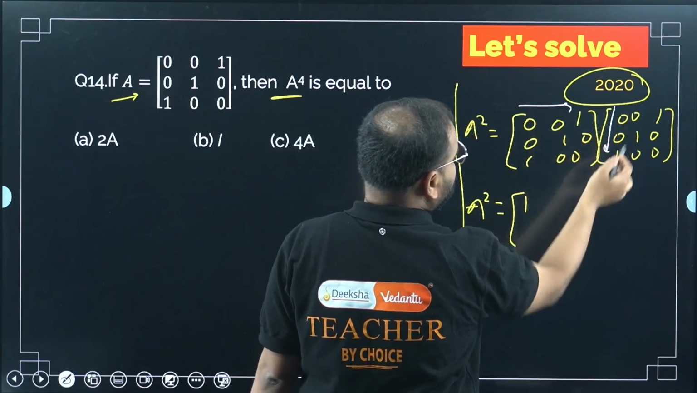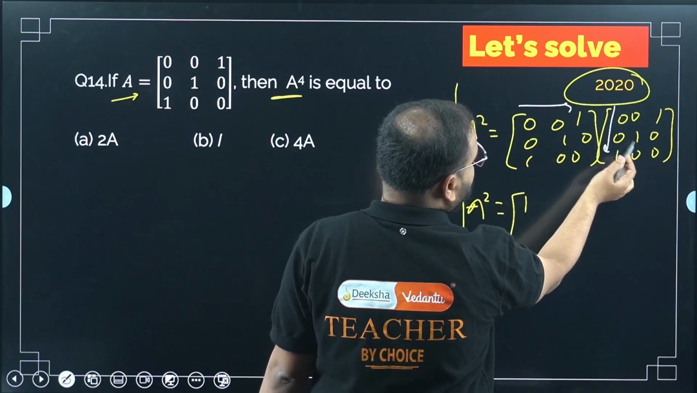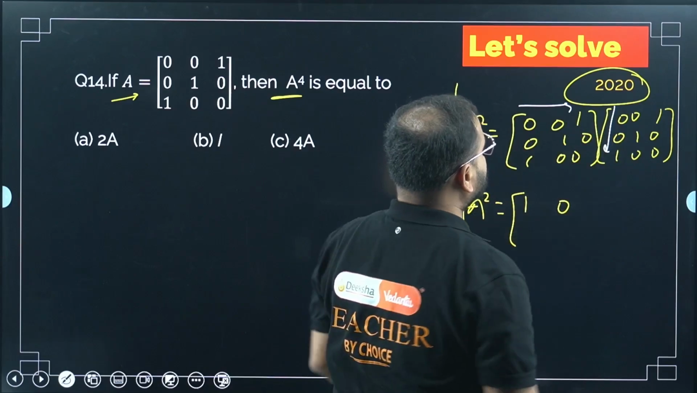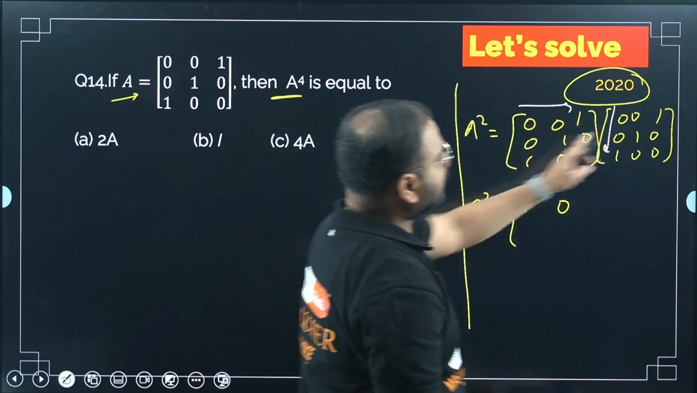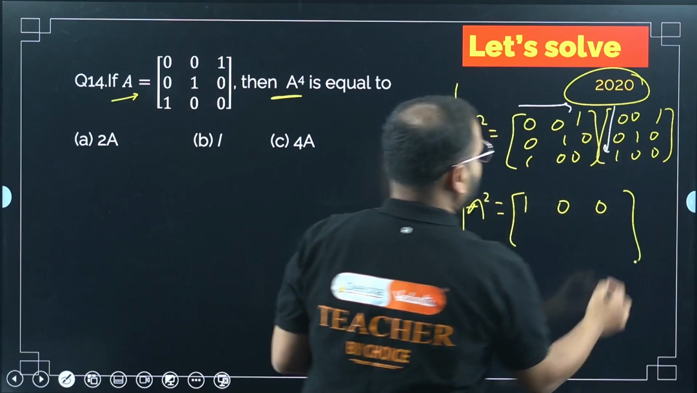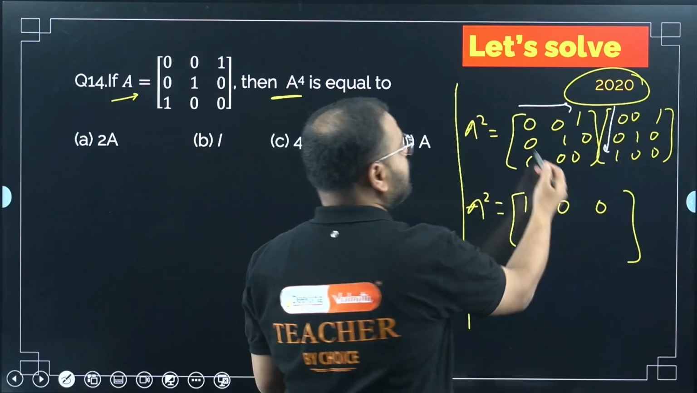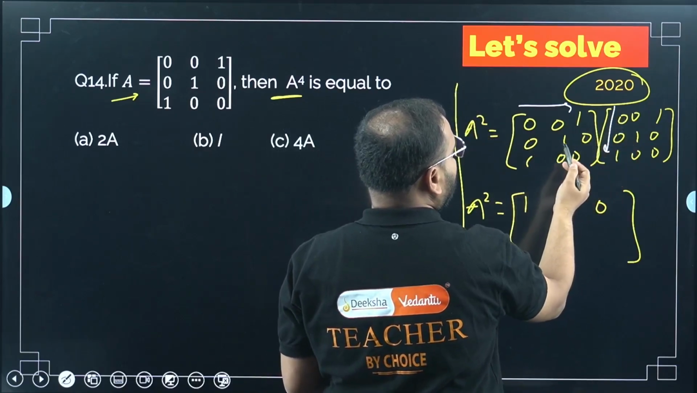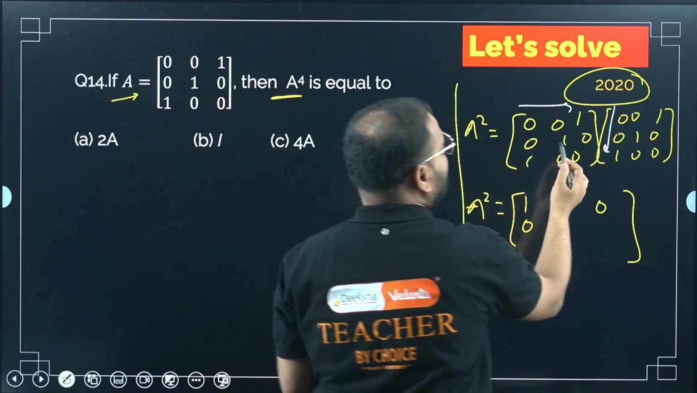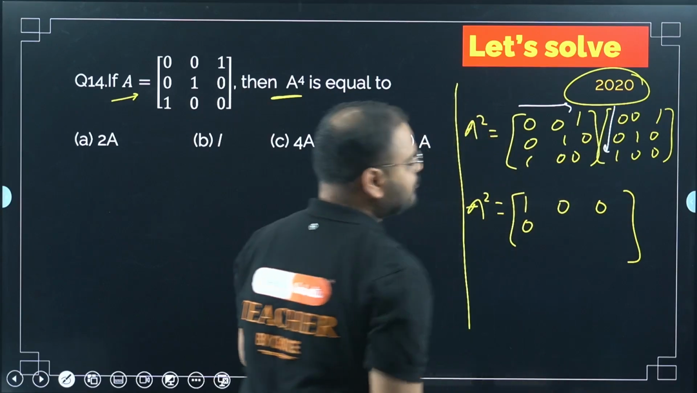This will be 0, 1, 0 and again 0, correct? 0 times 0, 0 times 1, 0, 1 times 0, again 0. First row, third column, 0 times 1 is 0, 0 times 0 is 0, 1 times 0 is 0, so again 0. Check the second row now, 0 times with first, 0, this is also 0, this is also 0, correct? 0 times 0 is 0, 1 times 0 is 0, and 0 times 1 is also 0.